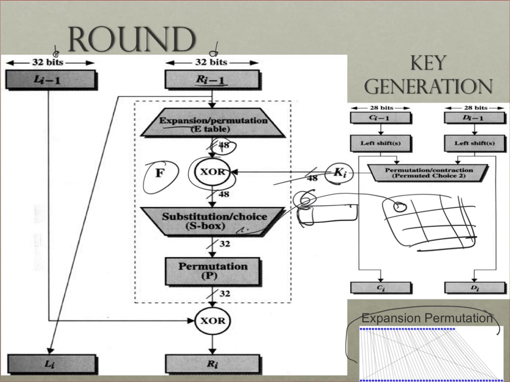If it's permutation with contraction, that might violate irreversibility. But they didn't do that. I'm telling you why they used this as a substitution and not permutation with contraction: to preserve irreversibility. Okay? From the 4 bits, can I get the 6 bits? Yes, using a lookup table. As long as I have the lookup table, I can get to the 6 bits. I can do the reverse operation.